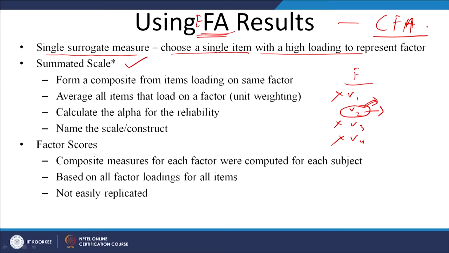The second way is that you create a summated scale. What is the summated scale? For example, V1, V2, V3, V4, there are 4 variables. Now, these are respondents 1, 2, 3, 4, 5, let us say you have 300 respondents. The scores given by each respondent, whatever score they give, the values.